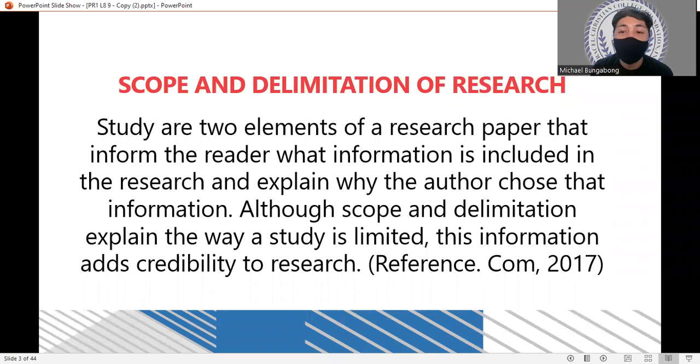All right, although scope and delimitation explain the way a study is limited, this information adds credibility to research in the sense that you are not entertaining a lot of things or a lot of topics all at once, no? So maganda to because you may probably give justice to the topic that you have chosen, and at the same time it will give credibility to the research since you are very focused on that particular topic.